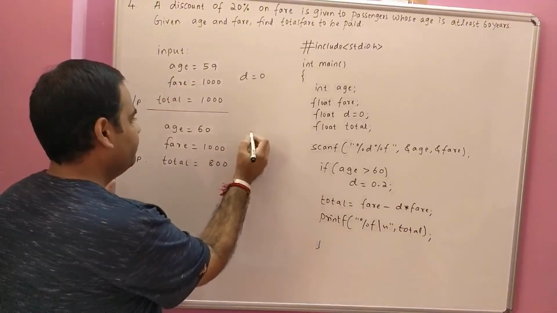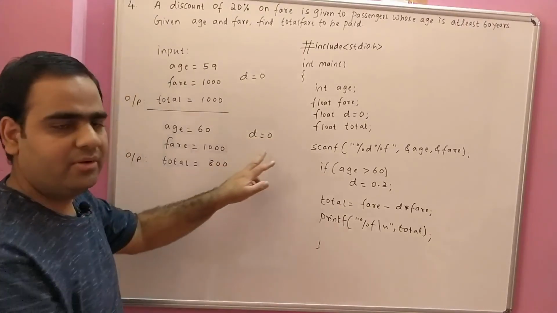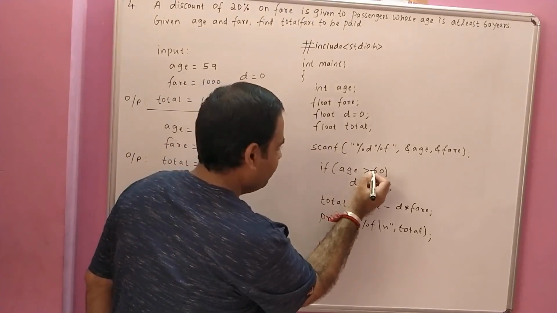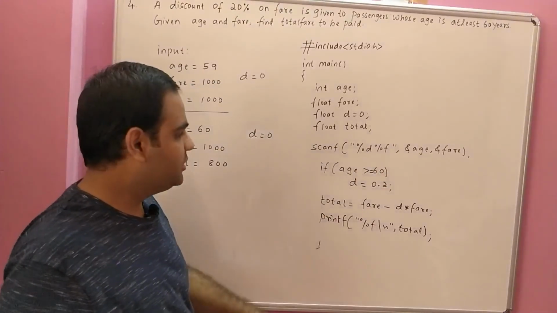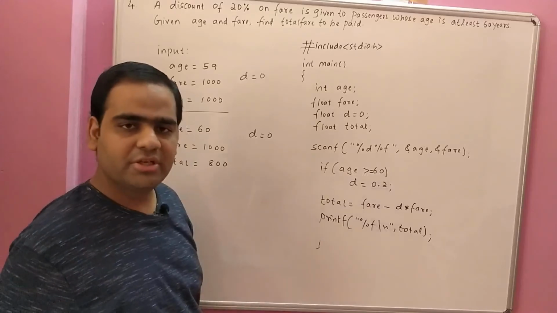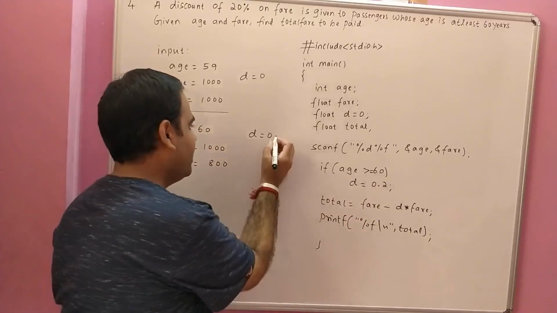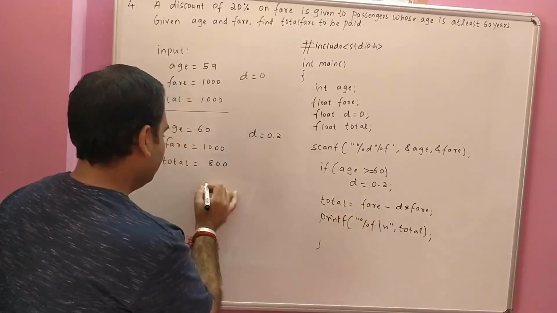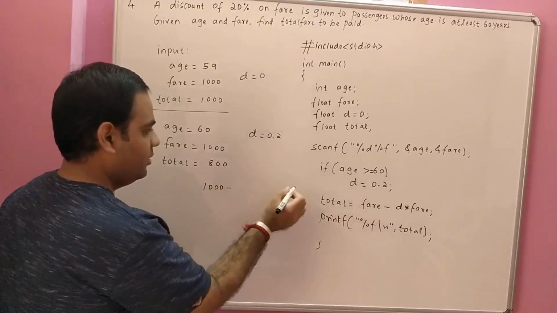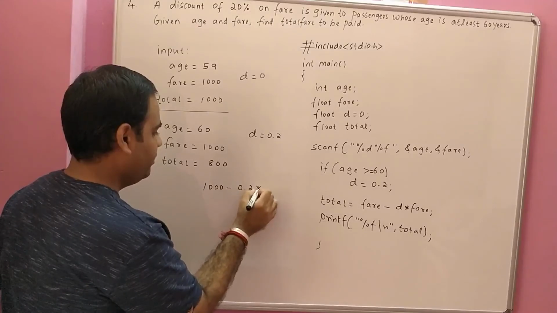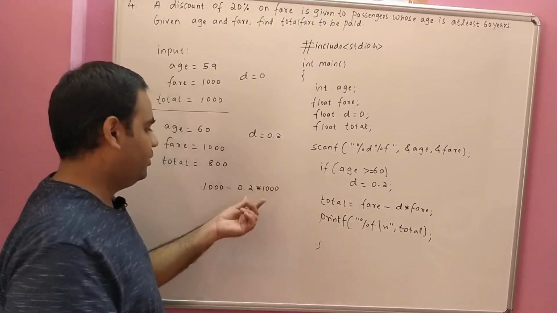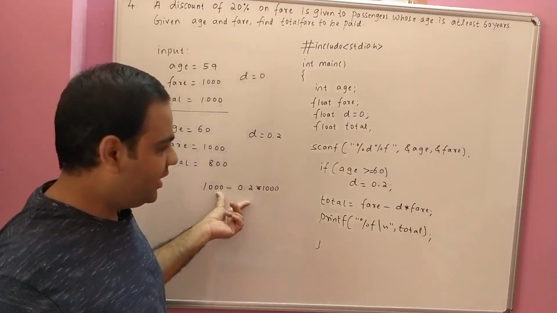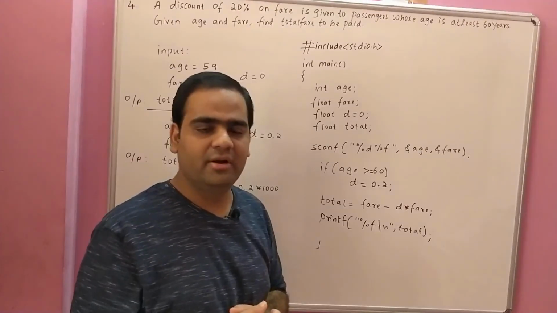Let us assume the value of D is 0 to begin with and age is 60. Now it is at least 60, hence we say age is greater than or equal to 60. 60 greater than or equal to 60 is true. Therefore, the value of discount will become 0.2. Fare is 1000 minus discount, which is 0.2 into 1000. 0.2 into 1000 is 200. 1000 minus 200 is 800, and we print 800 as the total.